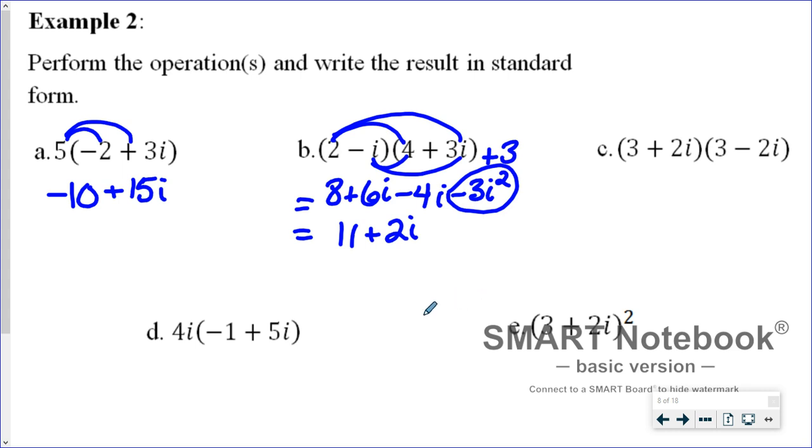Go ahead and use those examples to figure out these next few problems, and I'll go over the answers shortly.